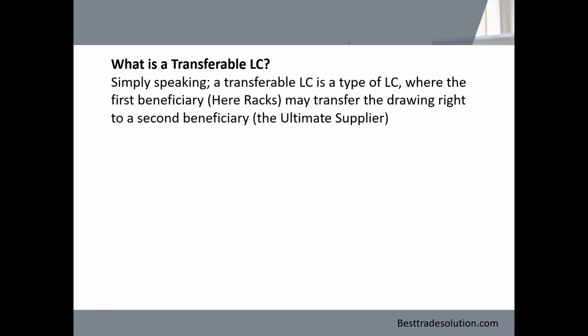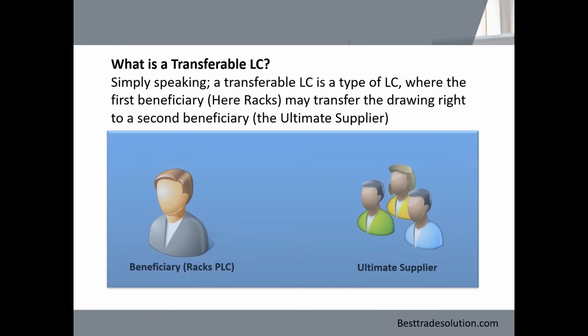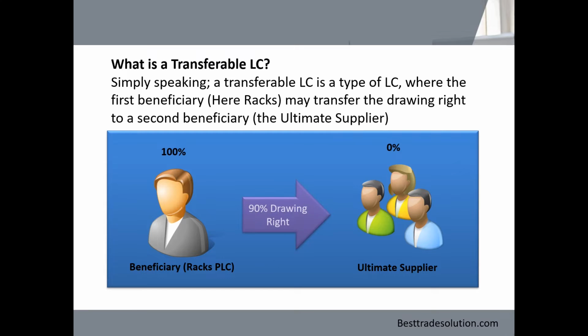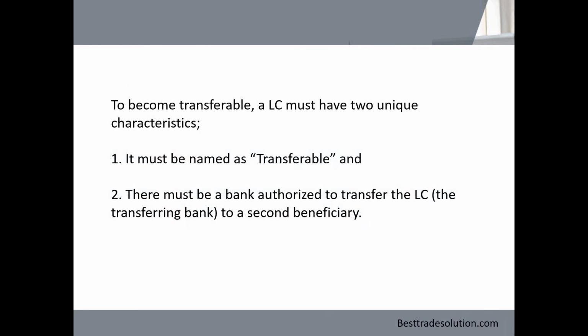What is a transferable LC? Simply speaking, a transferable LC is a type of LC where the first beneficiary, which is Racks, may transfer the drawing right to a second beneficiary, which is the supplier of Racks. To become transferable, the LC must have two unique characteristics. 1. It must be named as transferable, and 2. There must be a bank authorized to transfer the LC, the transferring bank, to a second beneficiary.